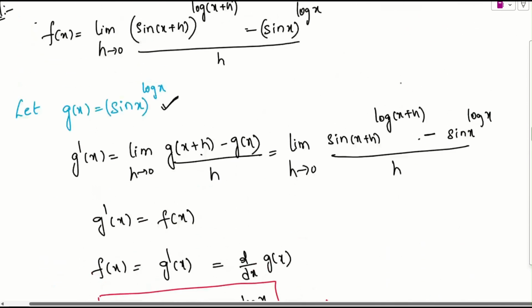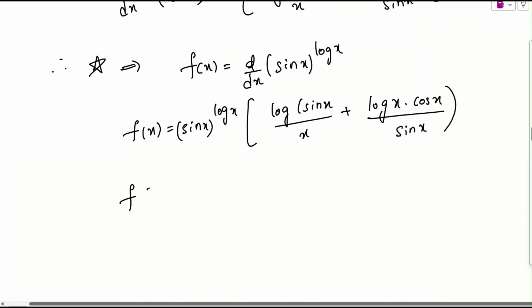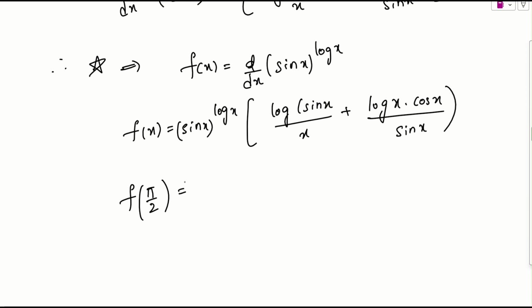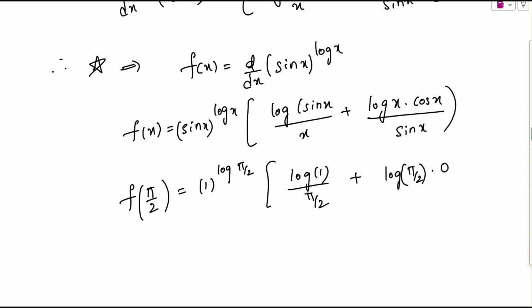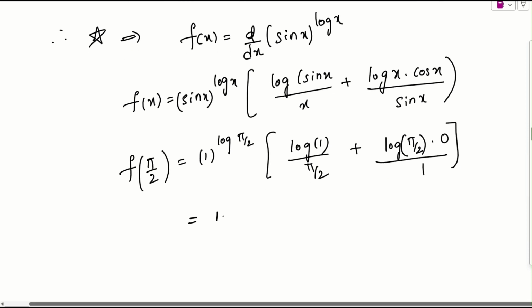Yes. If you look into the problem, what they're asking, we got f of x, so they are asking about f of pi by 2. f of pi by 2 means what? It is 90 degrees. So sin 90 will be how much? Sin 90 is 1. So we don't know what this is, simply take it as pi by 2. So log of sin 90 will be what? 1 by x is pi by 2, plus log of pi by 2 as it is. cos 90 will be what? 0. sin 90 will be what? 1. So if I go further, this is nothing but 1 times.